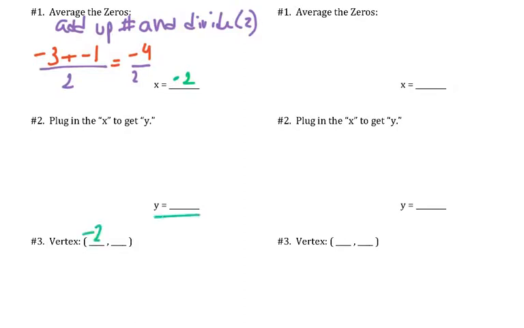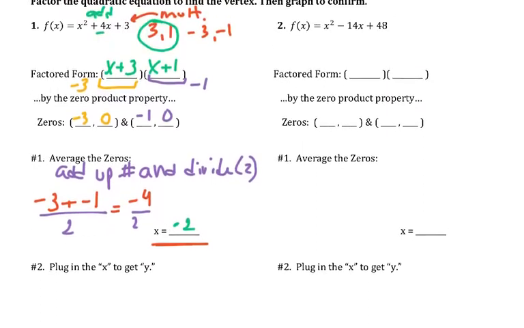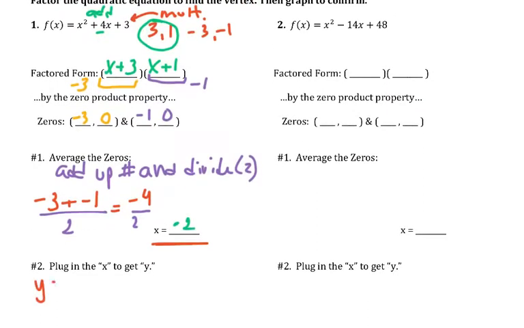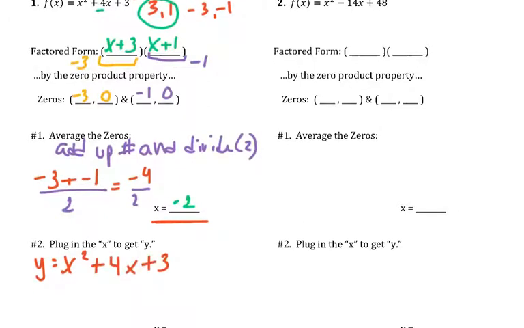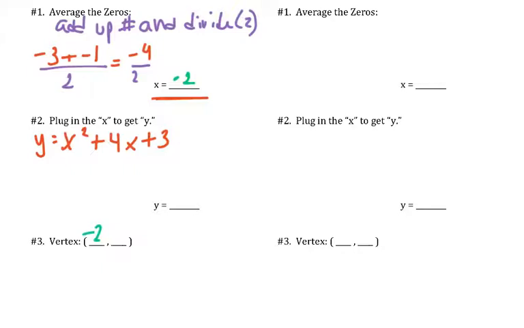But now I need the y value. So how do we get the y value? We plug the x value in to the equation. So looking at the equation at the beginning, we have x squared plus 4x plus 3. But I don't want x's anymore. All of those x's are going to become negative 2. When I solve this, I'll be able to get my y value.